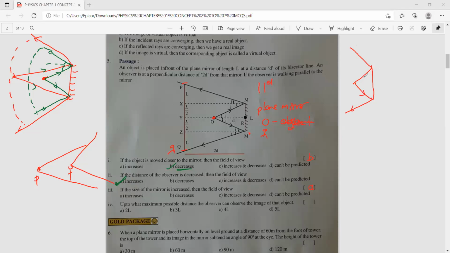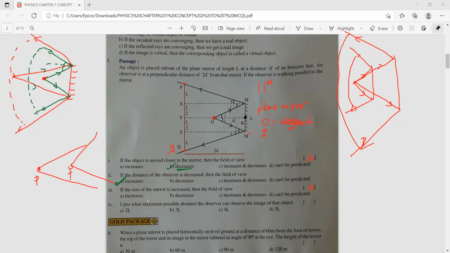Okay, when it falls, this is the field of view. When the mirror size is increased, imagine the size of the mirror increases, what happens? The extreme reflected rays cover more area. The reflected rays will go to a larger distance like this. Initially the field of view is only this much for a small mirror. When the mirror is big, the field of view is also going to increase.